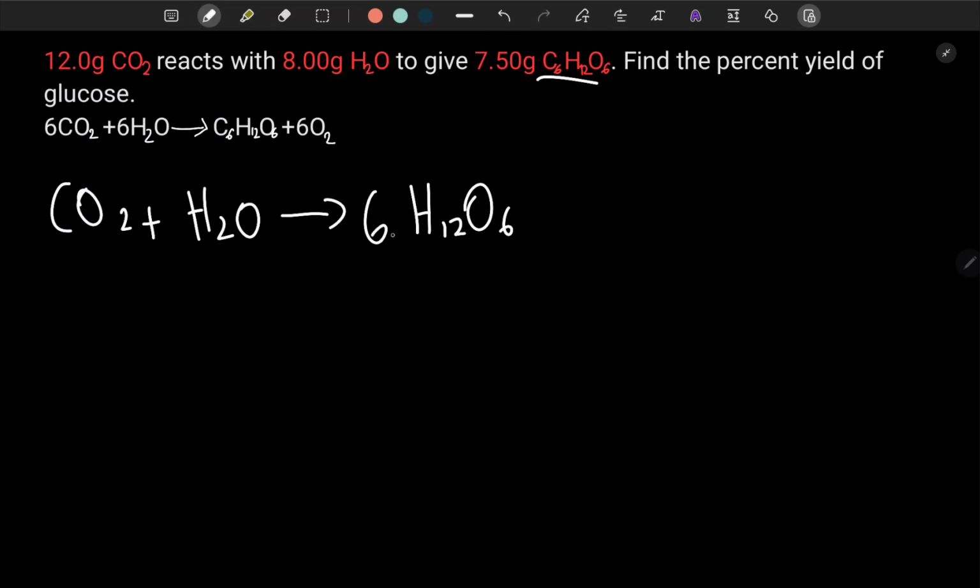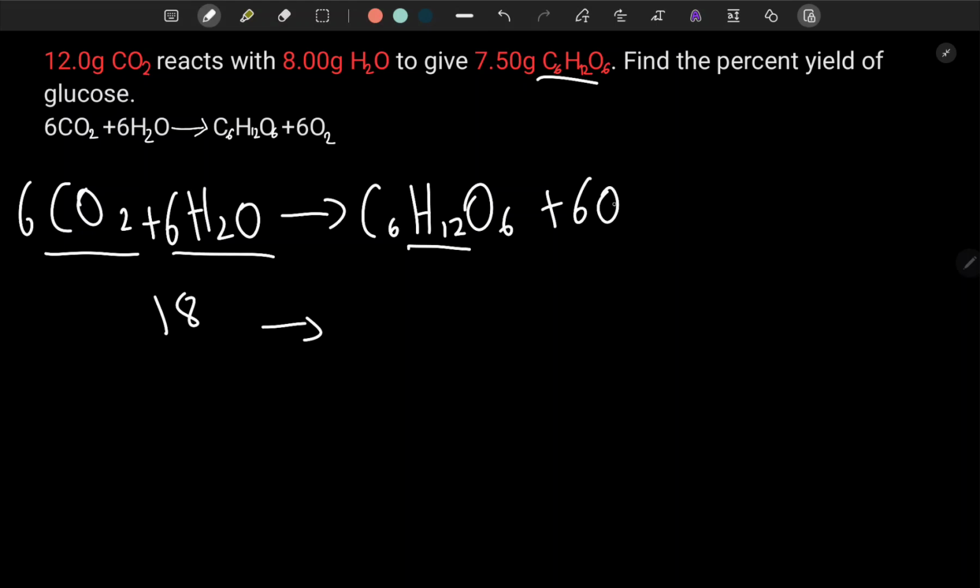So we know that there are 6 carbons, so there's going to be a 6 here, and we know that there are 12 hydrogens, so we need a 6 here also. Now if we count the carbons, that's balanced, and the hydrogens are also balanced, but the oxygens are not balanced. We have 12 over here and 6, so in total there's 18 here, and here there's only 6, so we need to add 6 more oxygens, and there we go, we just balanced the equation.